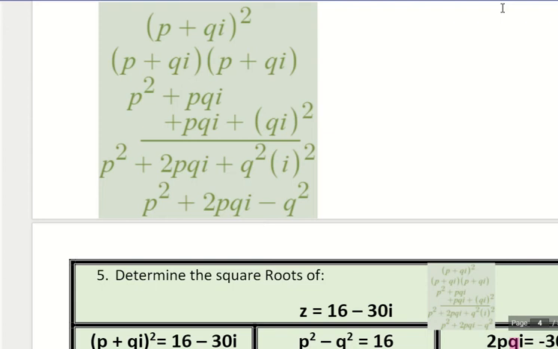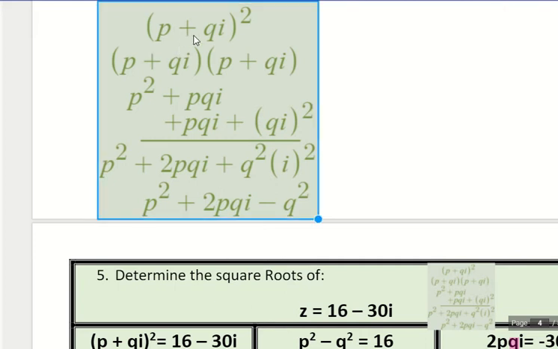To start, before we actually get into number 5, I want to discuss (p + qi) quantity squared. Now, all this is double distribution. This too means write everything inside parentheses twice. So we have (p + qi) times (p + qi).